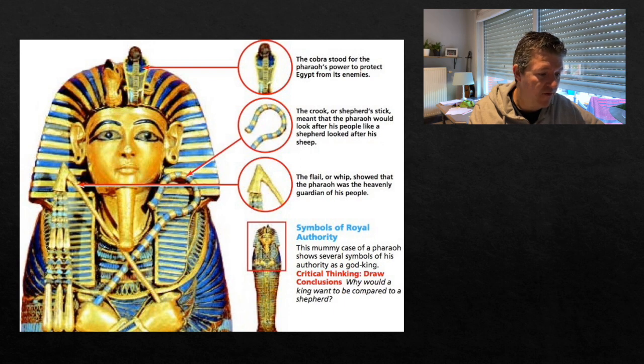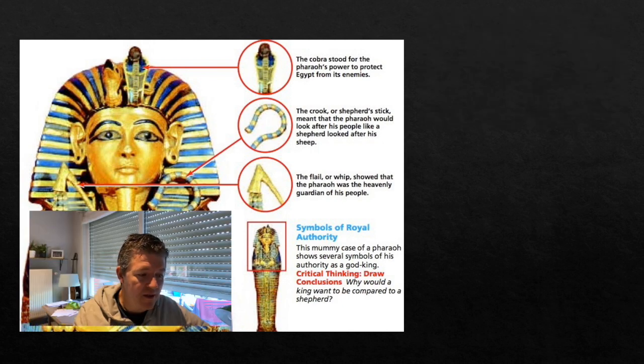It shows that the pharaoh could be both a very good father on the one hand, because he's taking care of his sheep, and on the other hand, he can be very strict. If you do something to me, I'll be very strict. I will punish you. That's what the pharaoh says. So those are the symbols of the pharaoh.